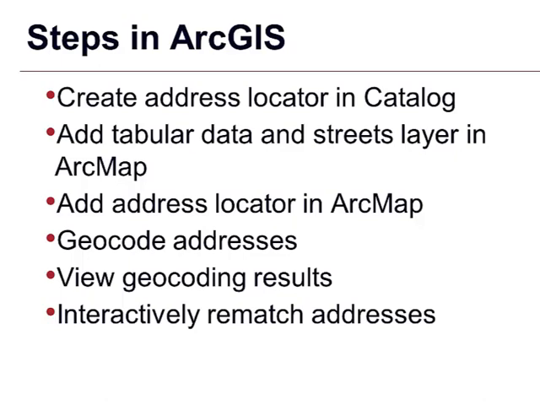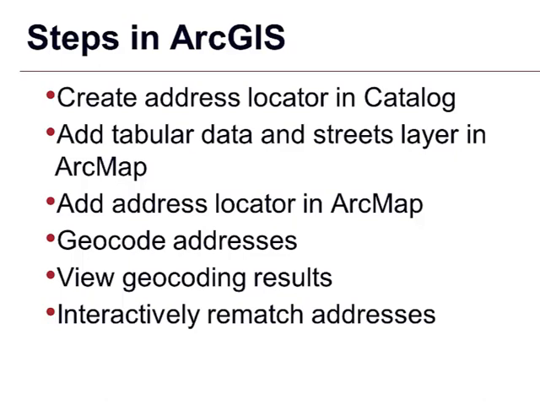So you're going to create that address locator in Catalog, and then you're going to go to ArcMap and you're going to add your tabular data. That would be the data that you get from your organization, probably in a spreadsheet or a database. And you're going to also add the streets layer, or perhaps if it's a polygon zip code, you would add that layer. And then you would go and add your address locator in ArcMap. That's the address locator that you created in Catalog or ArcCatalog. And you can then go through the geocoding process.